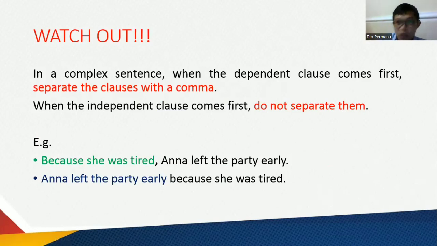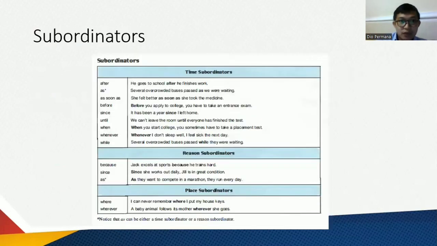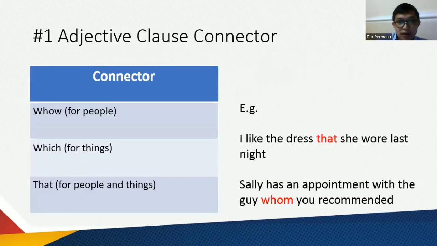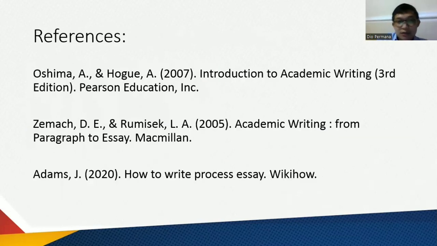You need to remember this because it is important. This is one of the subordinators. You can take a look at our materials in our main books. As you can see, these are subordinators that you can use when you are making a procedure paragraph or process paragraph. Adjective clause connectors are additional information for you: whom for people, which for things, that for people and things. These are connectors you can use when you explain something in your dependent clause. This is the reference.